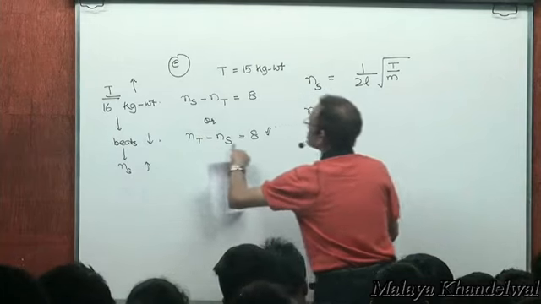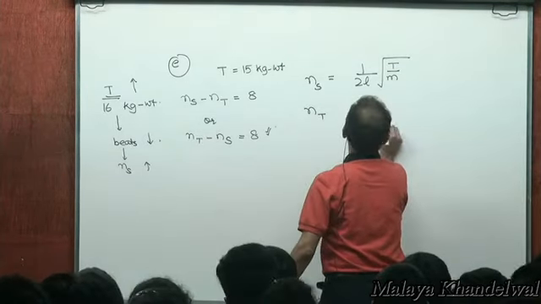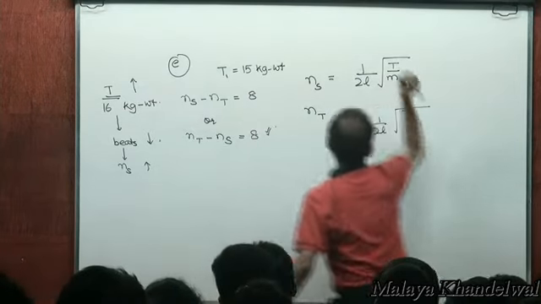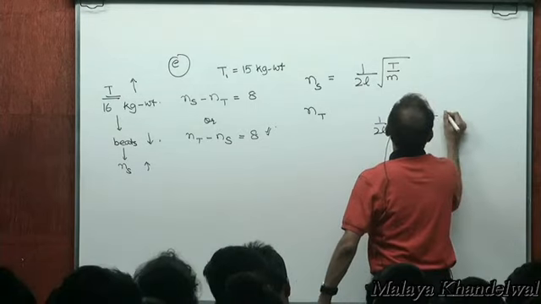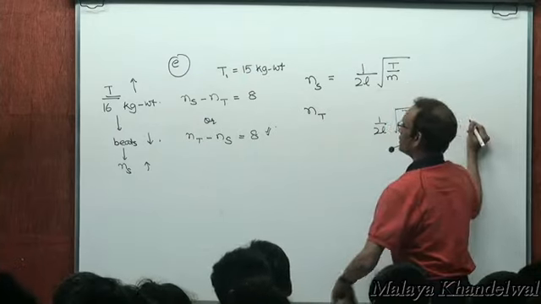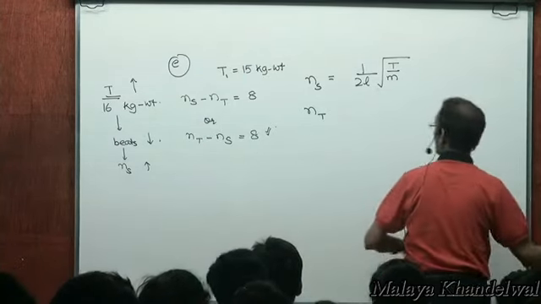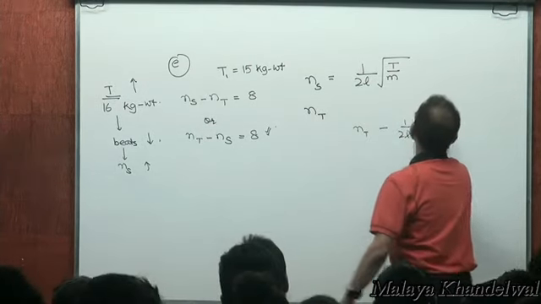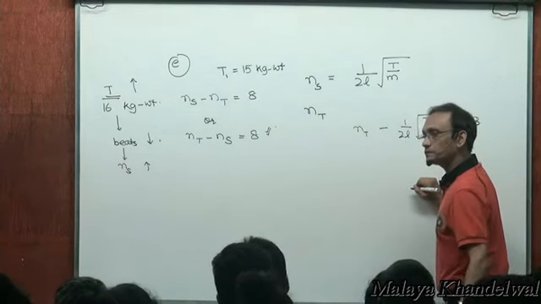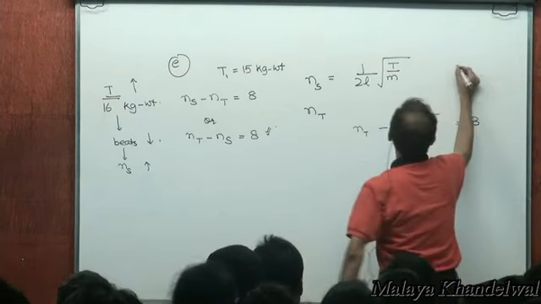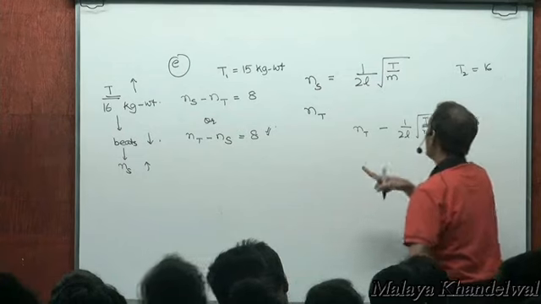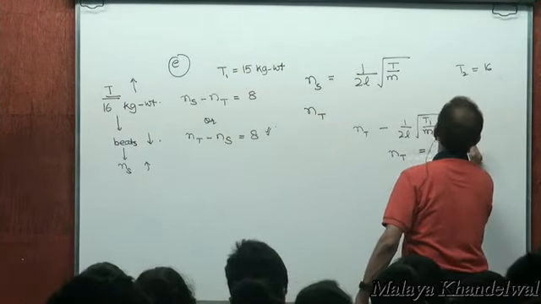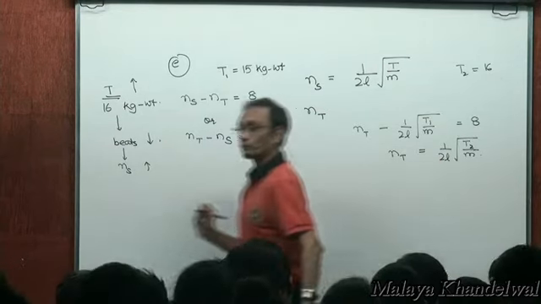So this must be the relevant case. Let's say initially when 8 beats per second are heard, with initial tension T1, which is 15 kg weight, N of the tuning fork minus NS, which is 1 by 2L root T1 by M, T1 being the 15 kg weight divided by mass per unit length, is 8 beats per second. Second case: when this T becomes T2, which is 16 kg weight, then NT becomes equal to 1 by 2L root T2 by M. Yes or no?